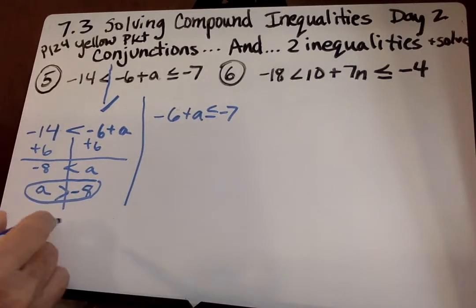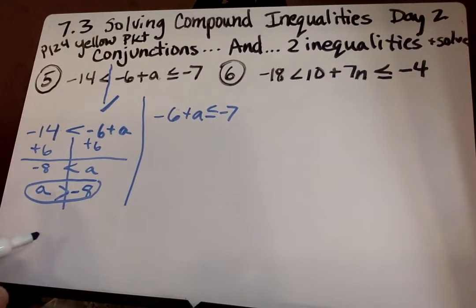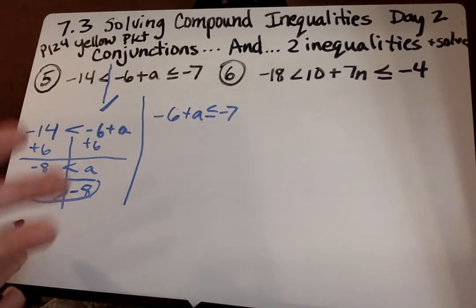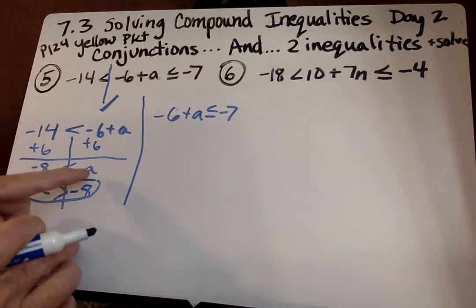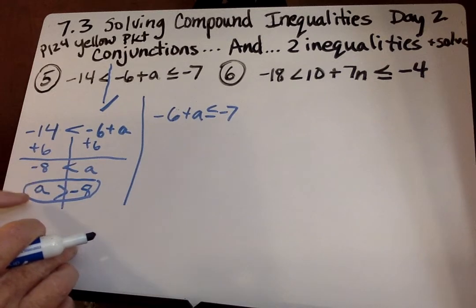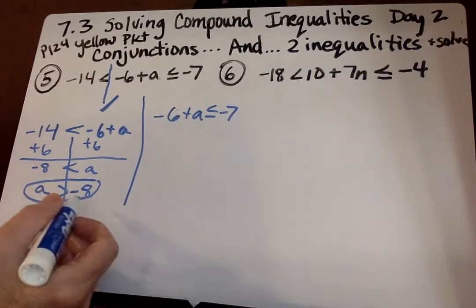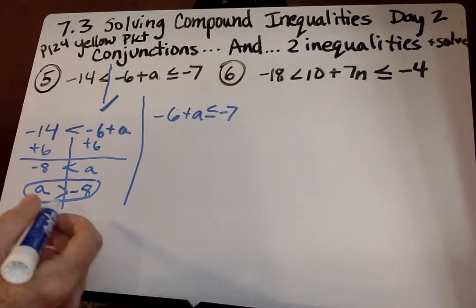I always ask myself too, did I multiply or divide by a negative number? If I didn't, then I don't switch my sign. So 3 times you switch your signs: if you move the variable from one side to the other, which I did here at the end, or if you multiply by a negative number or divide by a negative number. Okay, so a is greater than negative 8. That's part of our answer.